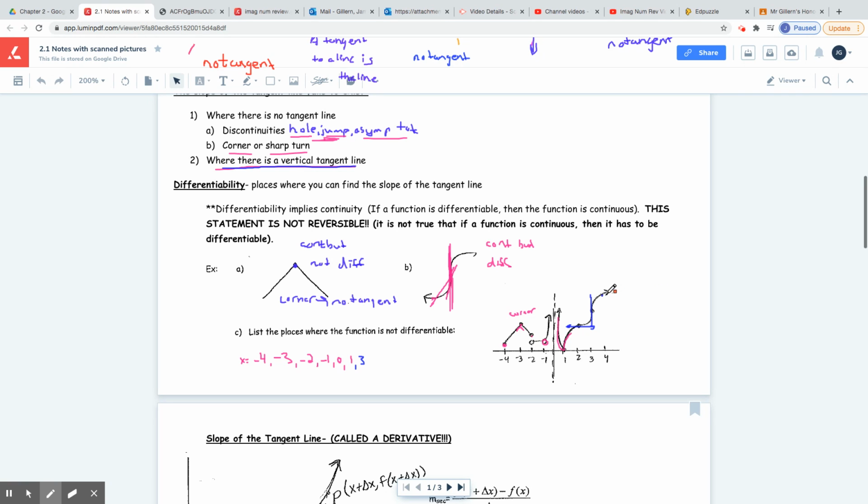And then 4, you can't really see the point. 4 is not an endpoint because it has an arrow. 4 would have a tangent line that looks something like that, so it is differentiable there, so we're good. So there are your answers.